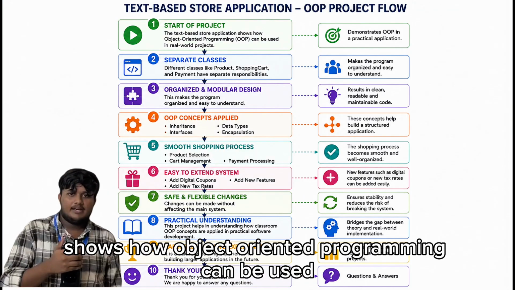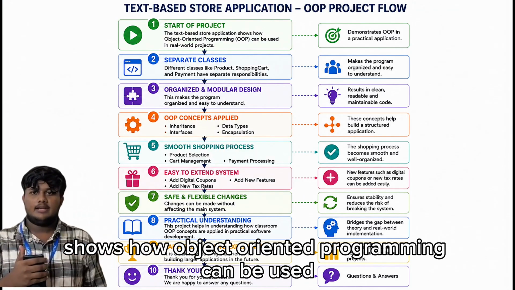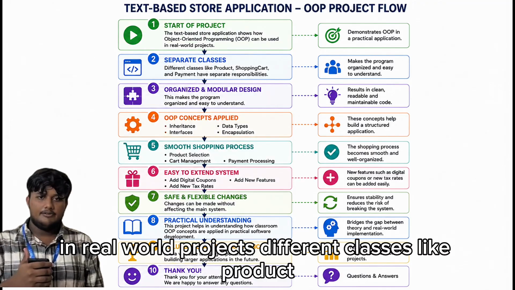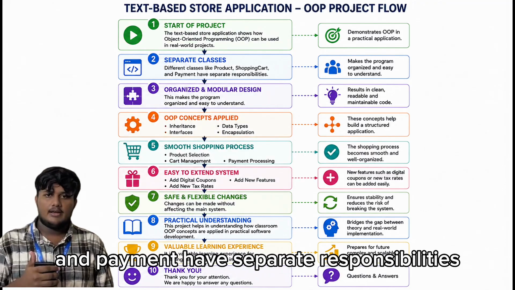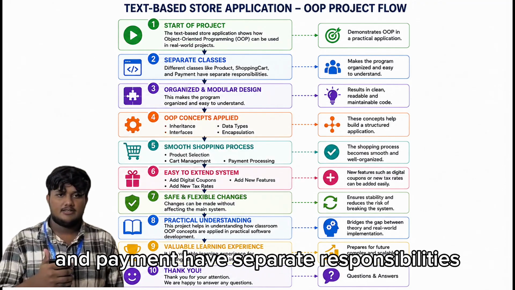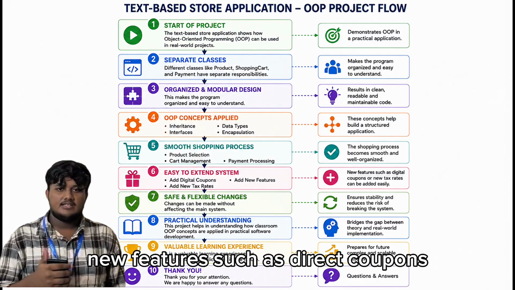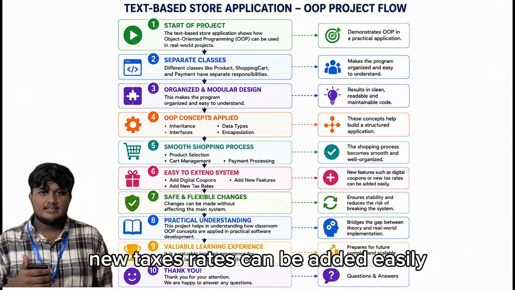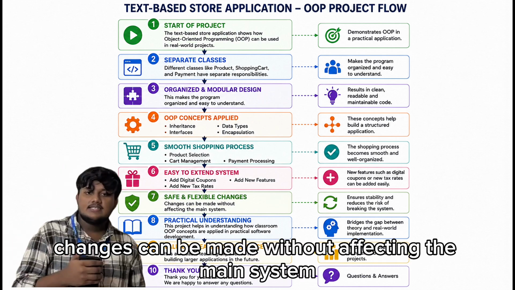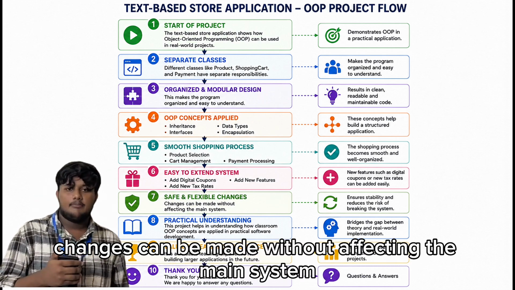This store application shows how object-oriented programming can be used in real-world projects. Different classes like product, shopping cart, and payment have separate responsibilities. This makes the program organized and easy to understand. New features such as discount coupons and new tax rates can be added easily. Changes can be made without affecting the main system.